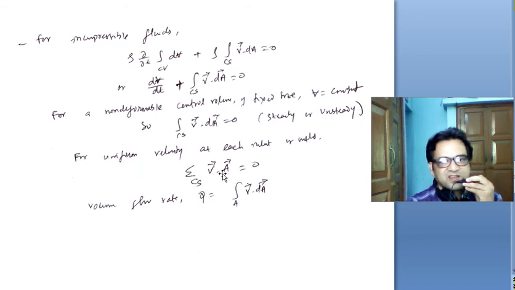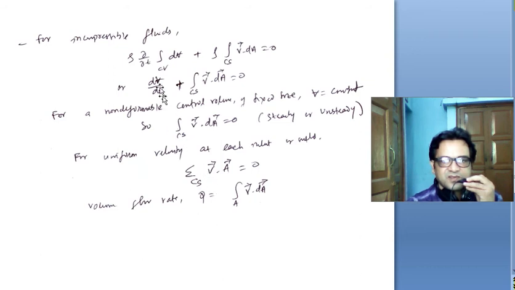If both the vectors are acting in the same direction, the dot product will be positive, V A cos theta. And if both the vectors are acting in the opposite direction, you will get the dot product as negative. So V dot A is the volumetric flow rate. The summation of volumetric flow rates equals 0 if it's an incompressible flow. If it's a compressible flow, then the summation of mass flow rates, rho will also come into the picture: summation of rho V dot A equals 0.